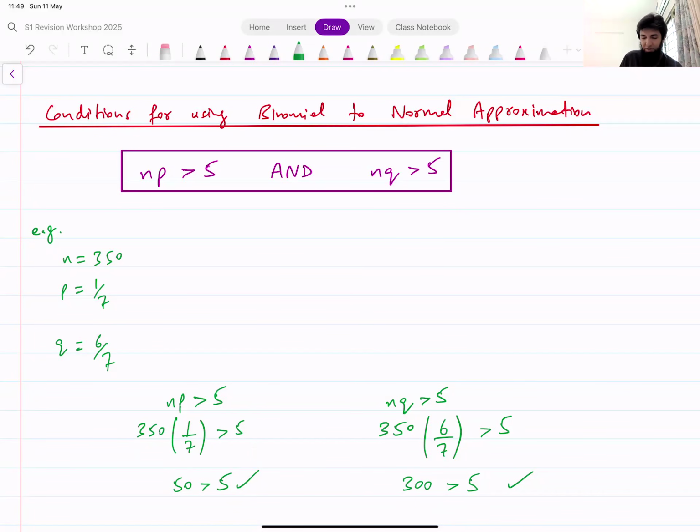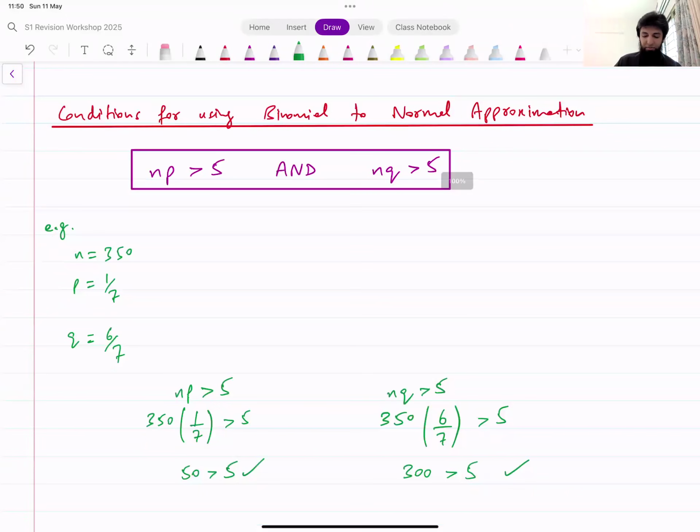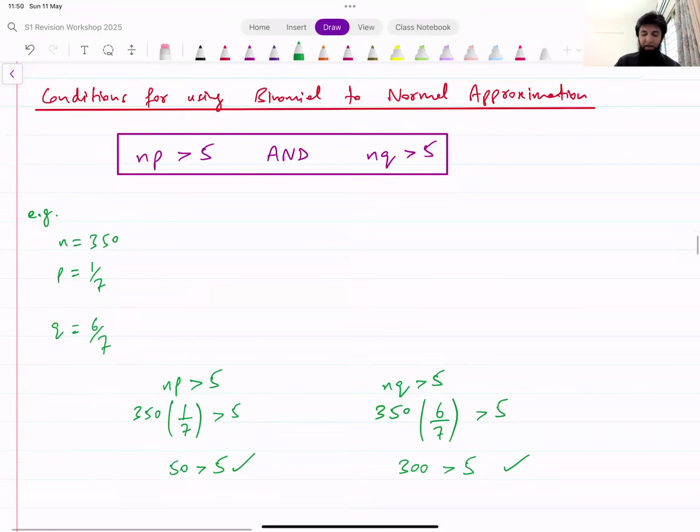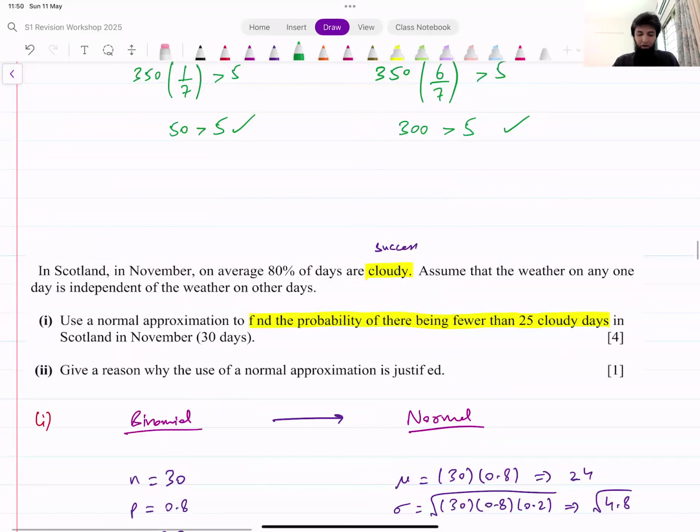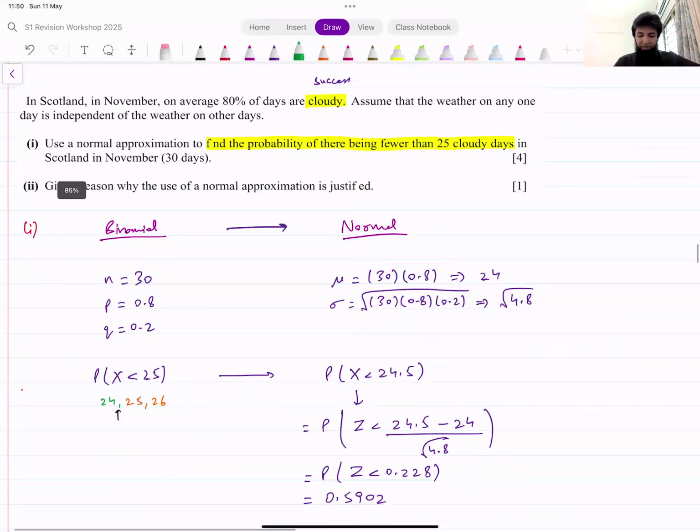If any of these numbers was less than 5, it would not be appropriate. Okay, so that's the cutoff point that we use in our syllabus to figure out if this approximation is valid or appropriate or not. Okay, all right. For example, this is one case.